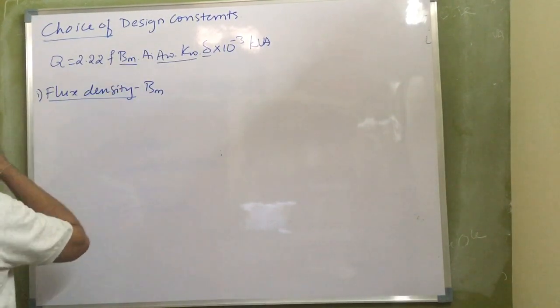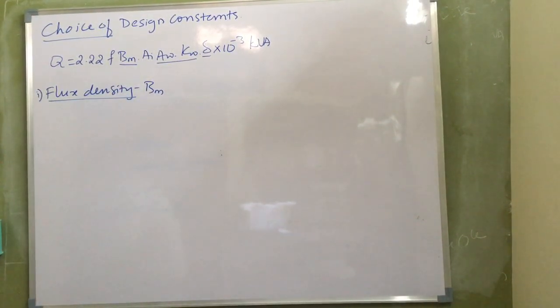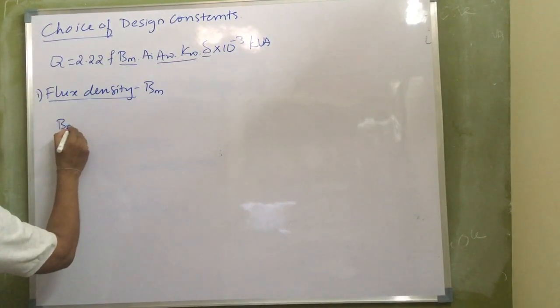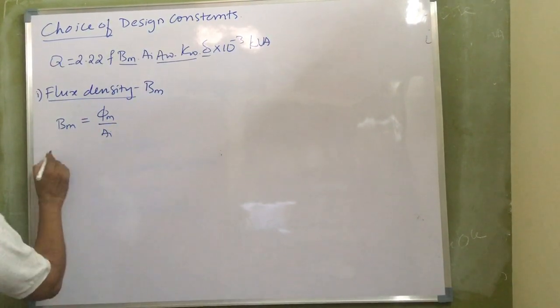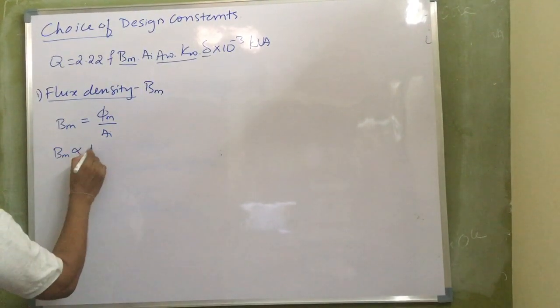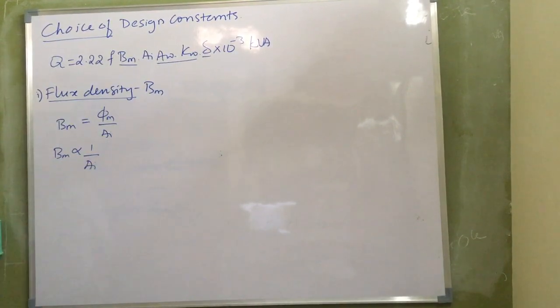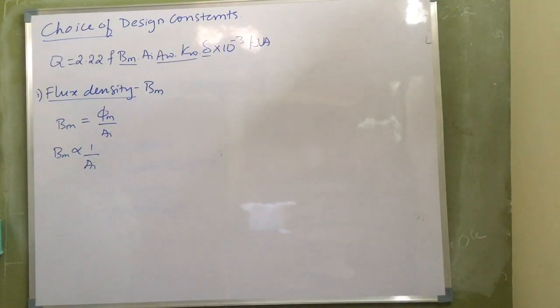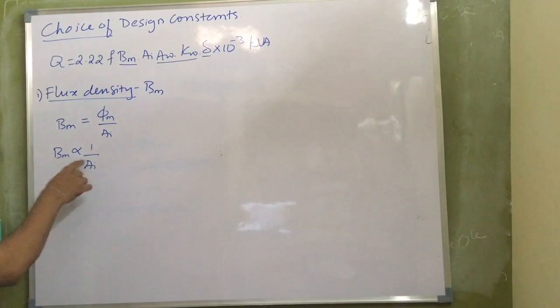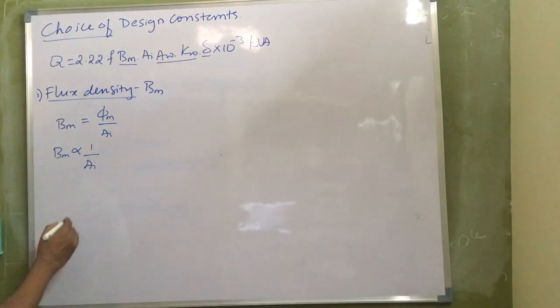So we have the output equation Q equals 2.22 or 3.33 for three phase, F BM AI AW KW delta 10 to the power minus 3. It is always BM equals phi m divided by AI, and BM is inversely proportional to AI. Now if I choose larger values of flux density, the area of core decreases. Now what is area of core?